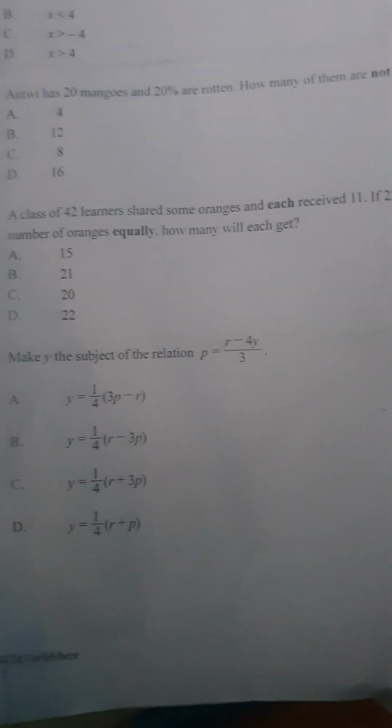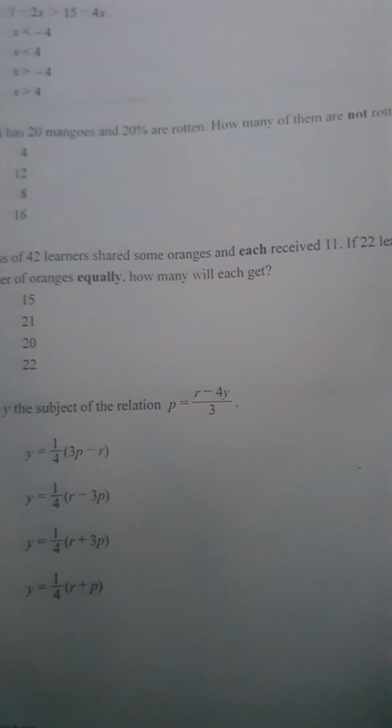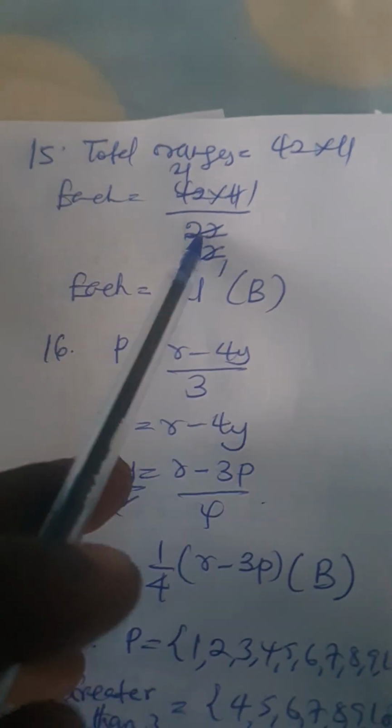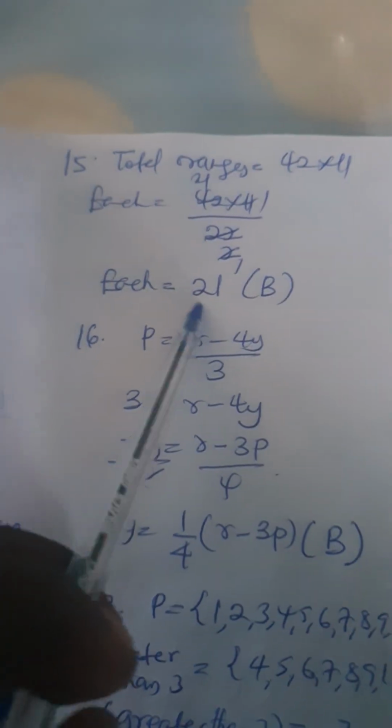Number 15. A class of 42 learners share some oranges and each receive 11. 22 learners share the same number of oranges equally. How many will each get? So the total oranges is 42 times 11 because each got 11. And then 22 of them are sharing that, so we divide that by 22. Each will get 21 oranges.